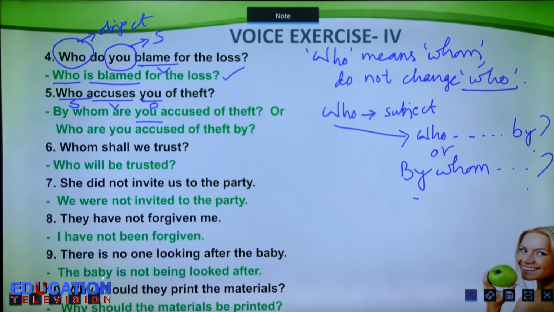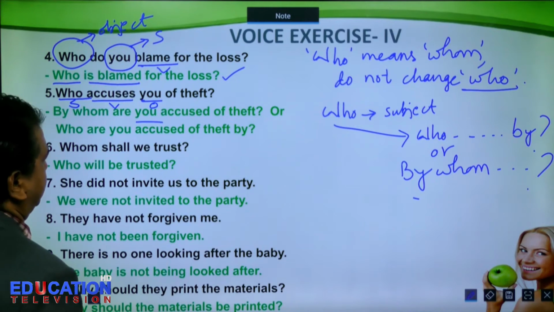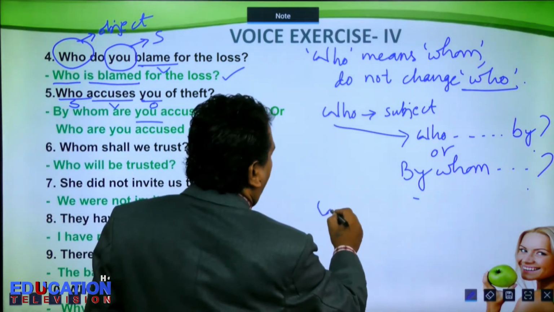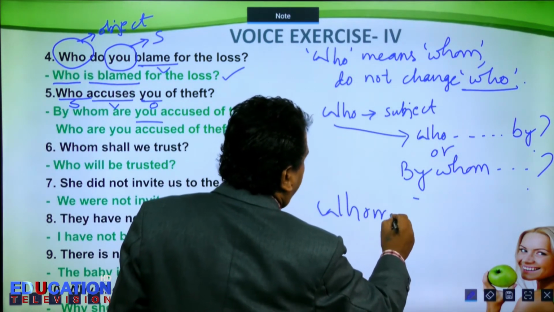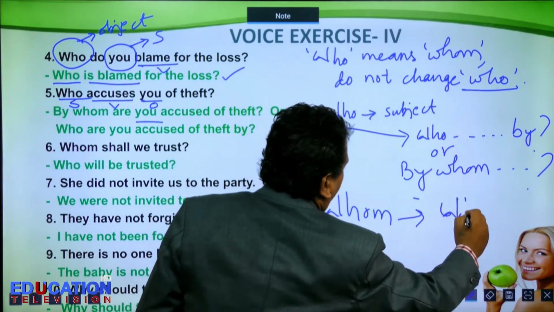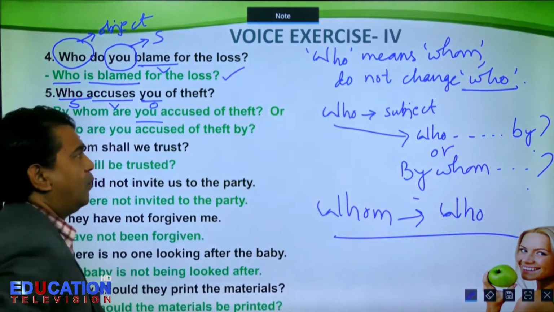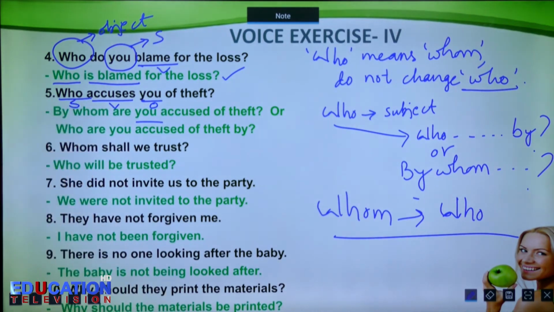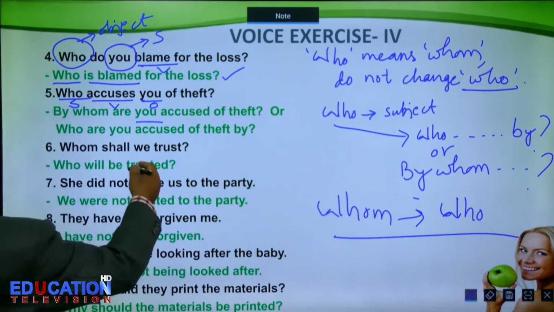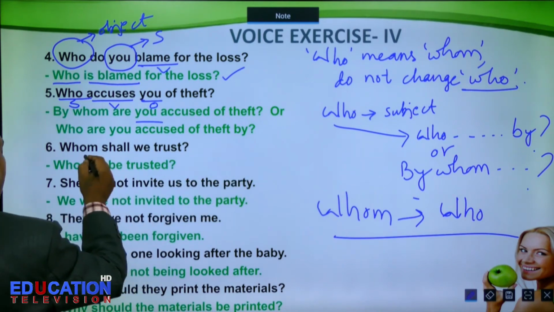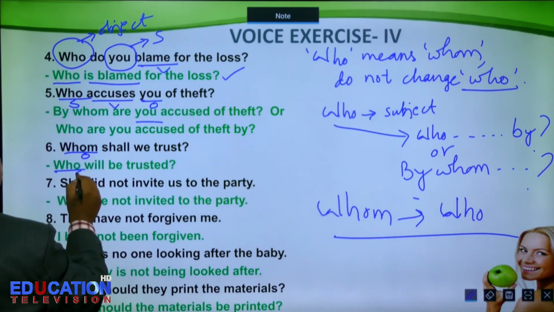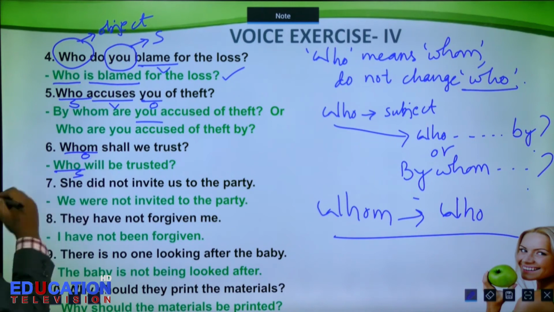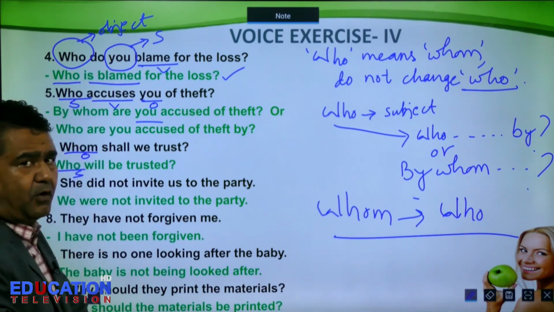Okay. Whom shall we trust? Remember, whom is always converted into who. Whom is always converted into who. So, whom shall we trust? Who will be trusted? Whom is the object, and the object here becomes the subject. Who will be trusted? So this is the form of question.